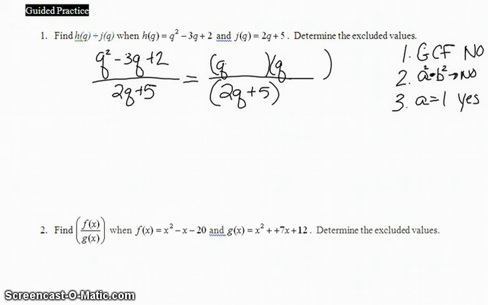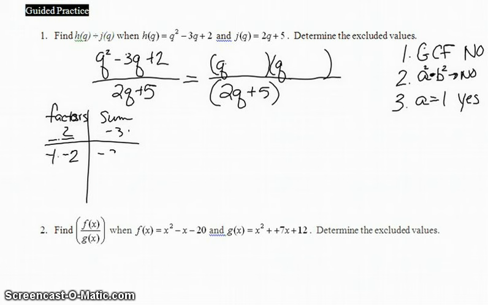Let me extend this line a bit. Now, I need to find factors of a positive 2 that add up to -3. So factors of 2 that have a sum of -3. To get the positive, I need to have a negative times a negative because my sum is -3. -1 times -2, when I add them, I get -3. So I put those in my binomials in my numerator.